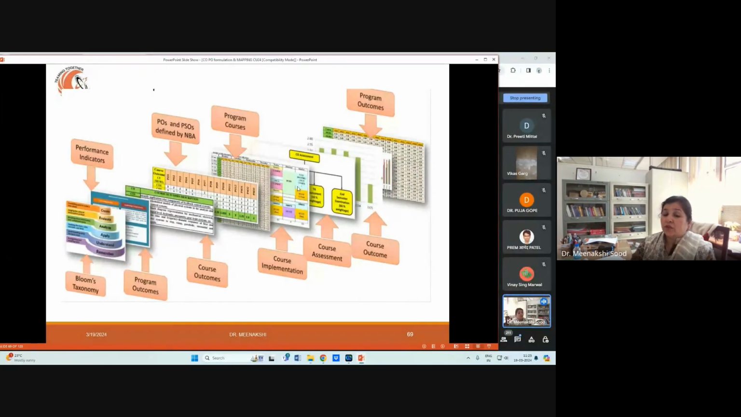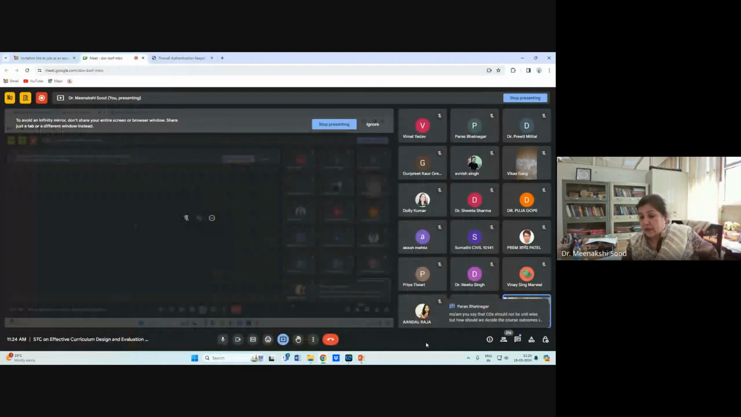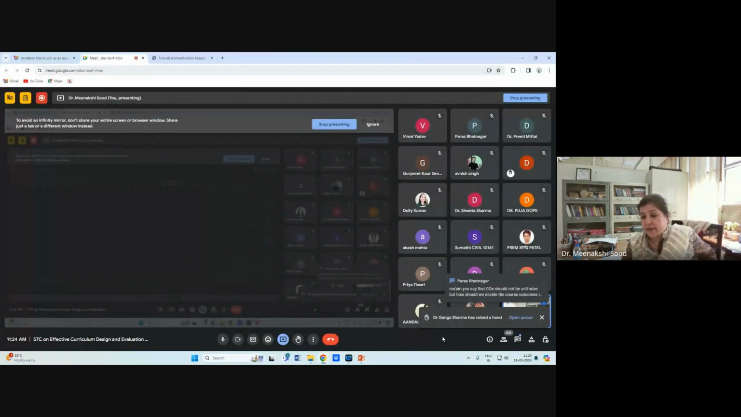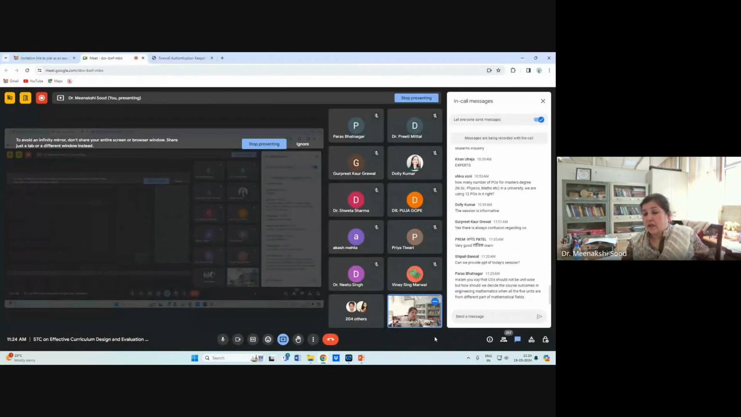Then we should come to the course implementation, that is curriculum design, teaching of the syllabus, then evaluating, doing the assessment, how you are doing assessment, and then checking the attainment of the course outcomes. CO should not be unit wise. Yes, ma'am, it should not be unit wise.